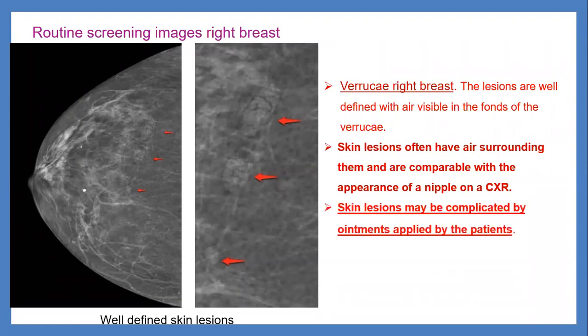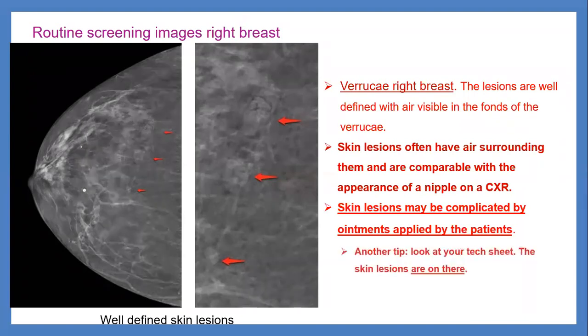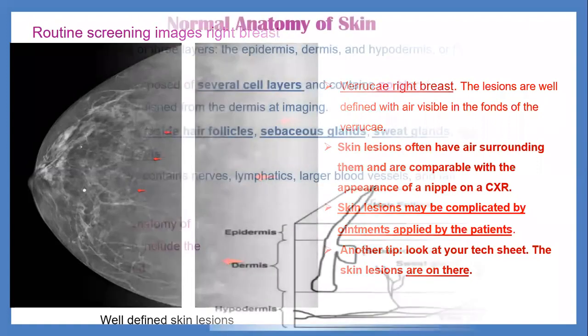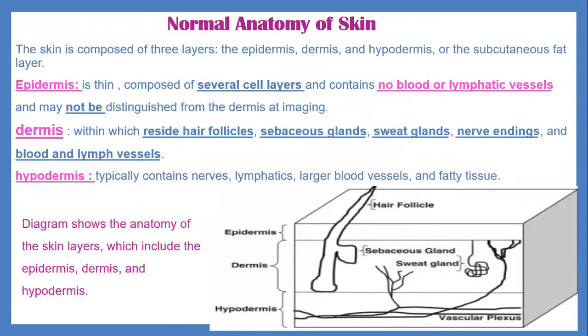And the lesions might be complicated by ointment, if the lady put ointment or creams on her skin. The other tip is to look at the sheet. The technicians or technologists should write that the patient has a skin lesion at that location, or they might put a marker on the skin lesion to be visualized on mammography.